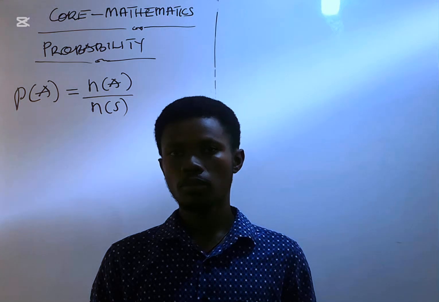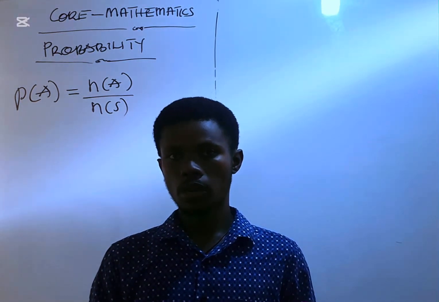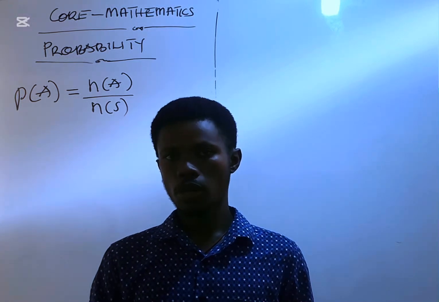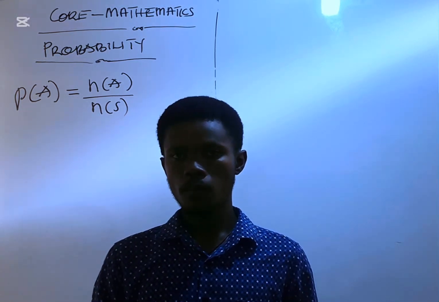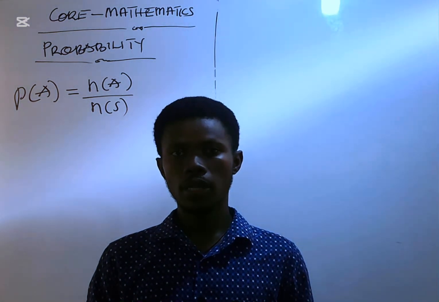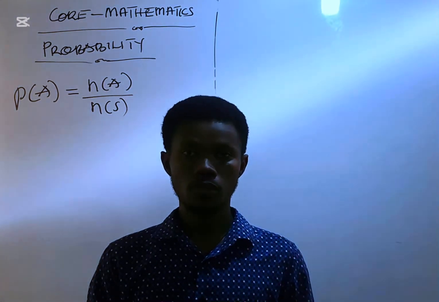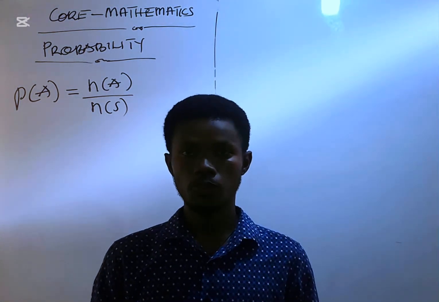What if event A is not given, but rather the probability of the event and the number of the sample space are given? What do we do? Or what if the sample space is not given, but rather the number of events and the probability are given? What do we do? Let's look at that one too.